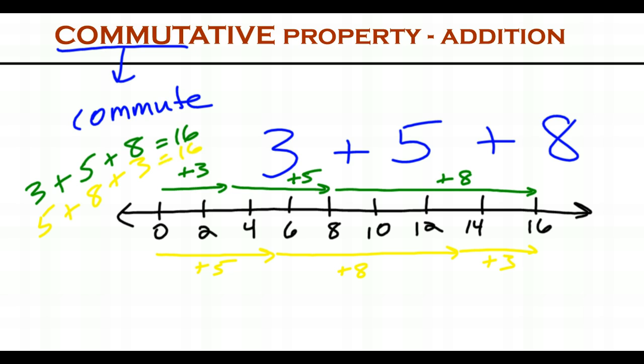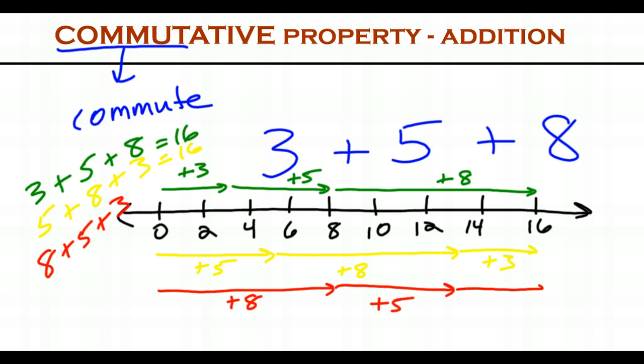Let's look at this in one more orientation to make sure that it really holds true in every order. In this case, we're going to say 8 plus 5 plus 3. We're going to start with 0, go all the way from 0 to 8 to start off with a jump of positive 8. 8 plus 5 more gives us also 13. And finally, 3 more gets us to 16.